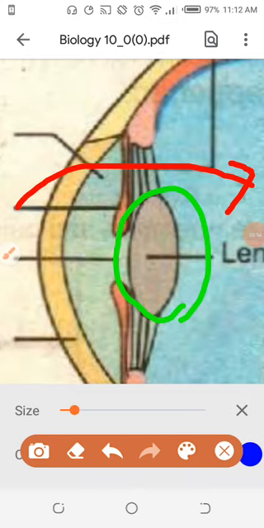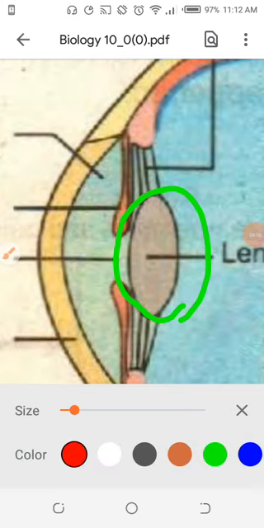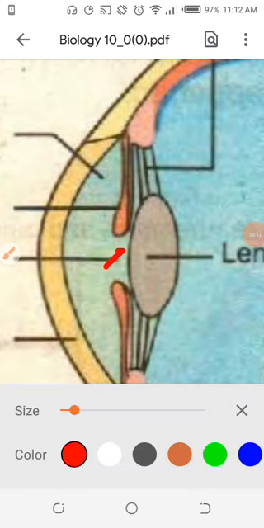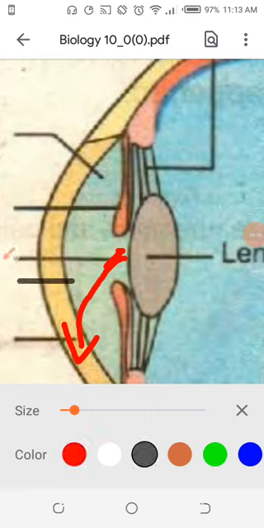Now, another opening, the opening visible to you. This opening is called the pupil. The pupil opening is actually the way of the light. First of all, the light enters through the cornea, and then it enters into this opening, then enters into the biconvex lens, then it goes to the back side of the eye, to the rod-shaped cells and cone-shaped cells.